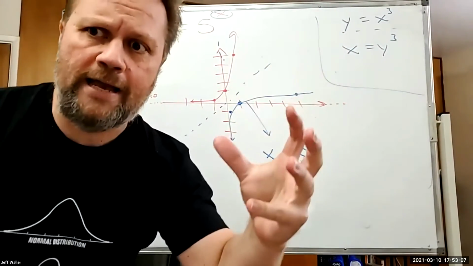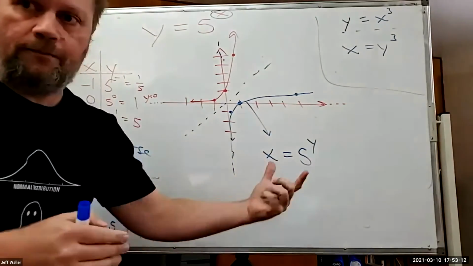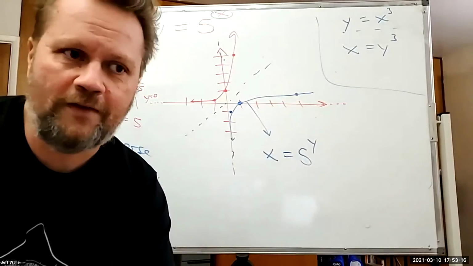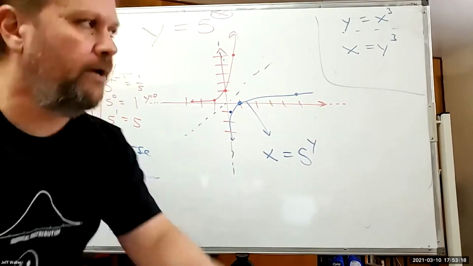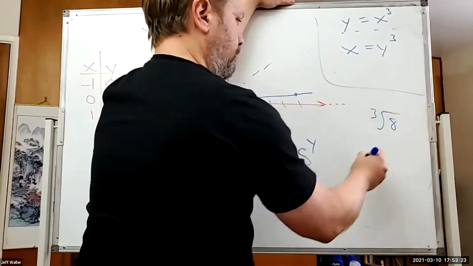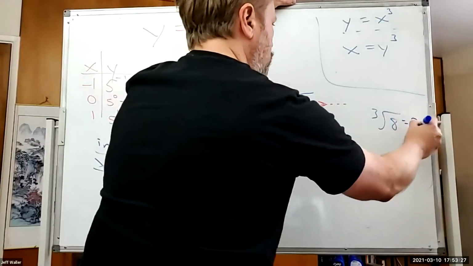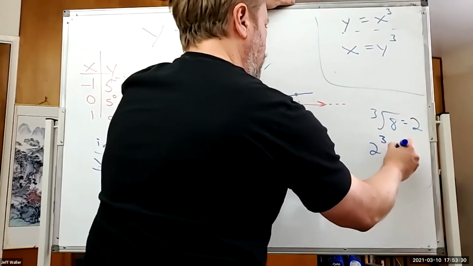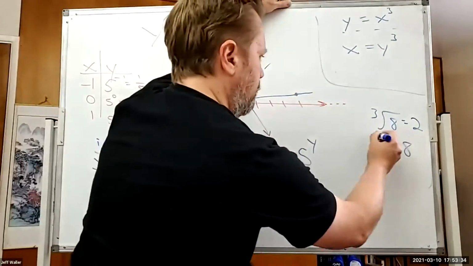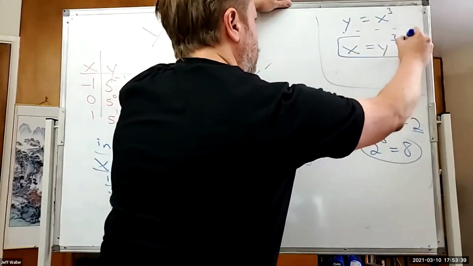So we have chosen a symbol that means the opposite of cubing, and then we apply that symbol. So all we have to do here is choose a symbol that means the opposite of 5 to a power. So what do I mean? For example, what's the cube root of 8? 2. Why is it 2? Because 2 cubed is 8, right?